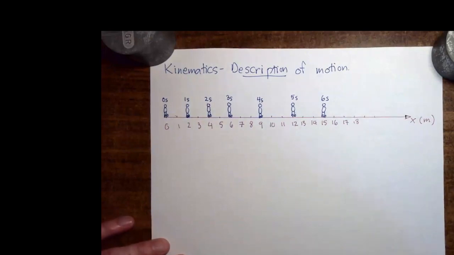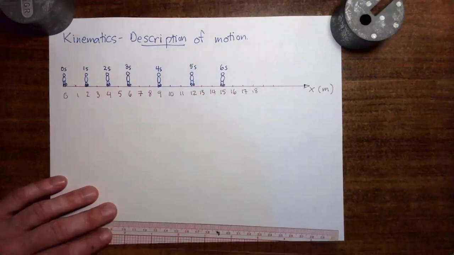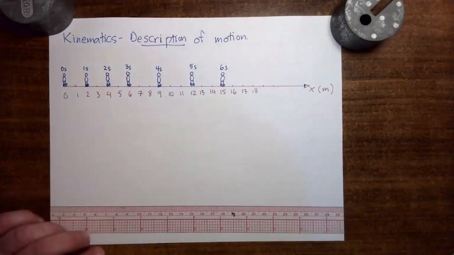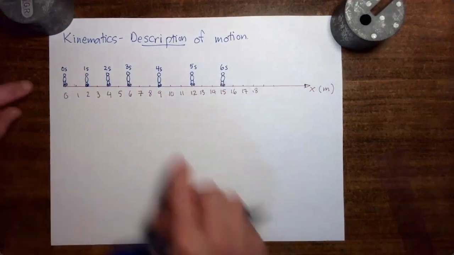Anyways, what I'd like you to try to do is describe the motion of this person. However, the only physics terms you can use are time and position. So we want to describe what's going on in this figure, but we want to do so using no physics terms other than time and position. So here's how we can do that.